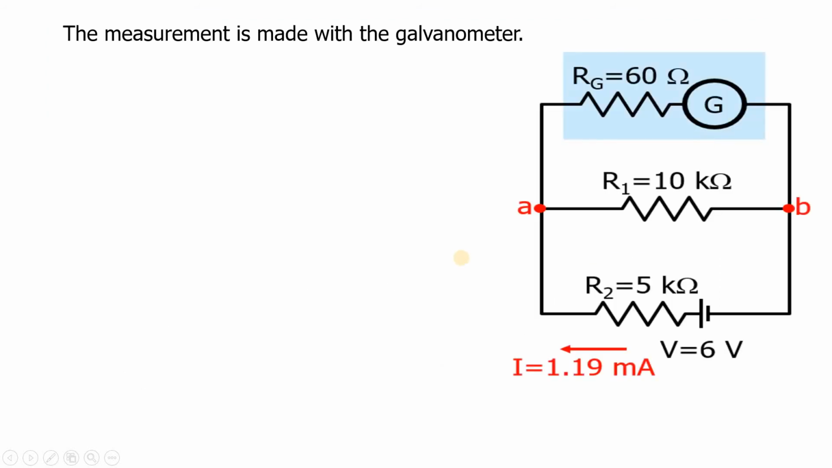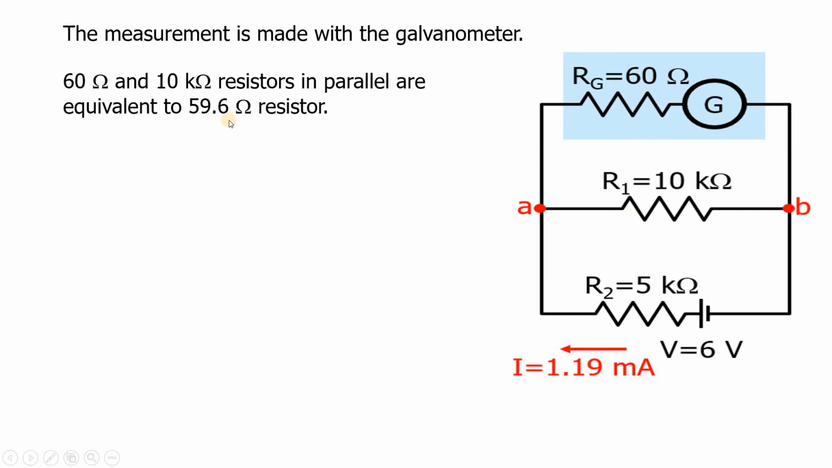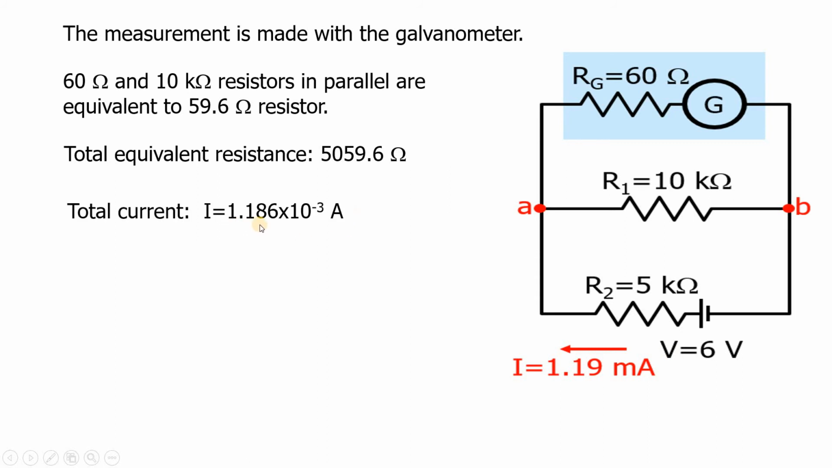Let's see with the voltmeter. We connect our voltmeter here, having 60 ohms internal resistance. These two are in parallel. We get almost 59.6 ohms resistance here. That is in series with 5 kilo ohms. So the total equivalent resistance is 5059.6 ohms. And the current flowing through here is 6 by 5059.6. We get 1.186 into 10 to the power of minus 3 amperes, which is approximately 1.19 milliamperes. The total current flowing from the battery is 1.19 milliamperes.